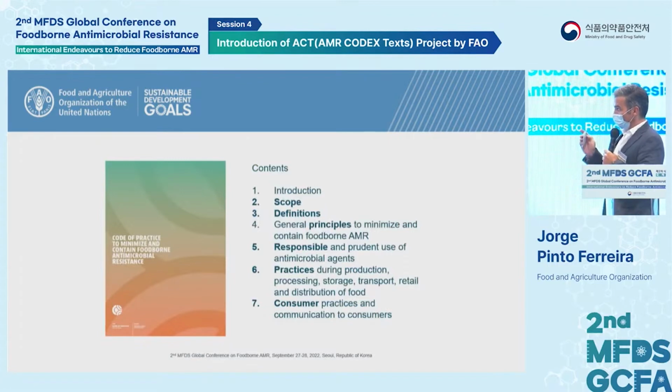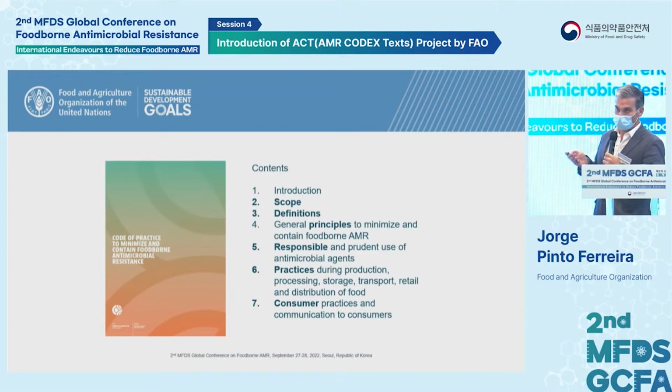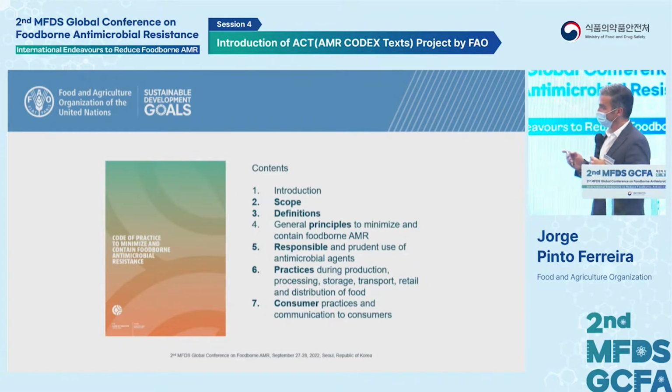Here are the contents, and we'll go into a little detail of all of them. It starts with a very short introduction. We have seen this multiple times across this conference, the importance of AMR. Then the scope, and a section on definitions. If you have been involved in global health policy, you know that definitions are always tricky to get to a consensus, but there are good definitions there. Then principles, responsibilities, practice, and the last section focuses on consumers. So there are about 7 sections of the document itself.